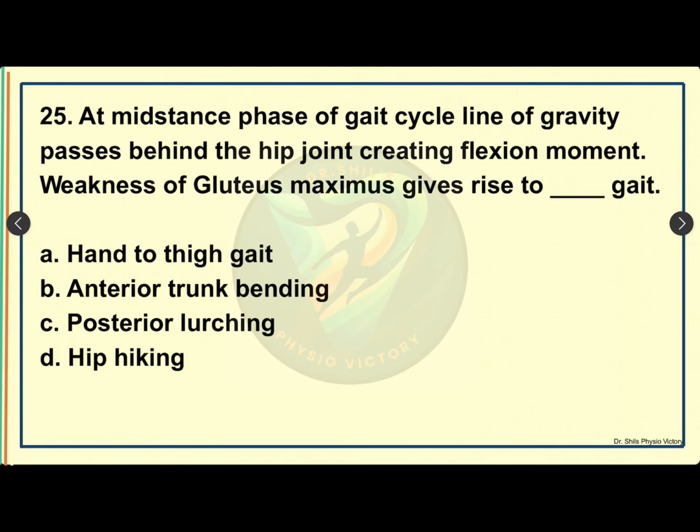Next question, question number 25. At mid-stance phase of gait cycle, line of gravity passes behind the hip joint, creating flexion movement. Weakness of gluteus maximus gives rise to dash gait. Option A, hand to thigh gait. Option B, anterior trunk bending. Option C, posterior lurching. And option D, hip hiking. Here the correct answer is option C, posterior lurching.